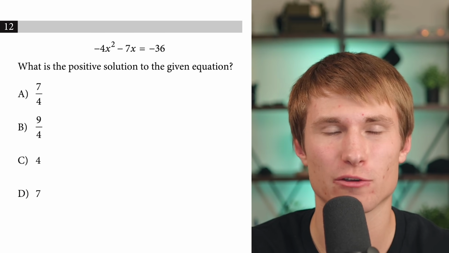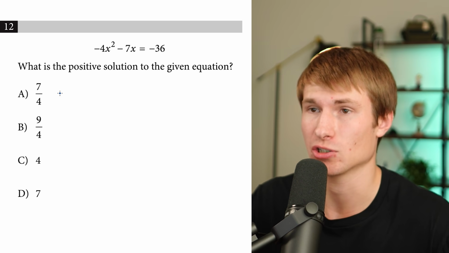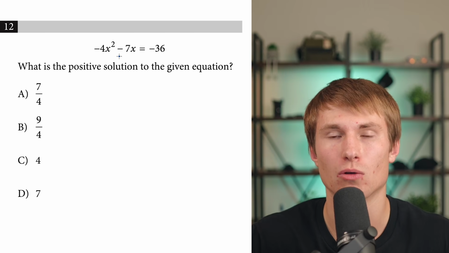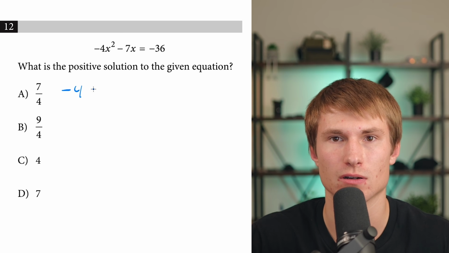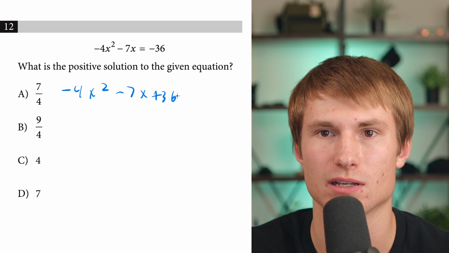This SAT math question is a great example of when it can be a great idea to use Desmos on the digital SAT. Question 12 states, what is the positive solution to the given equation? Well, what I would do here is take this and set it equal to 0. So I'd have negative 4x squared minus 7x plus 36 is equal to 0.